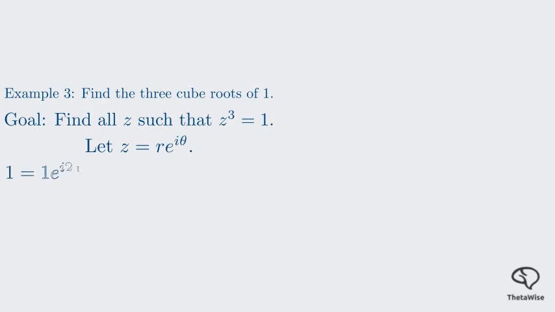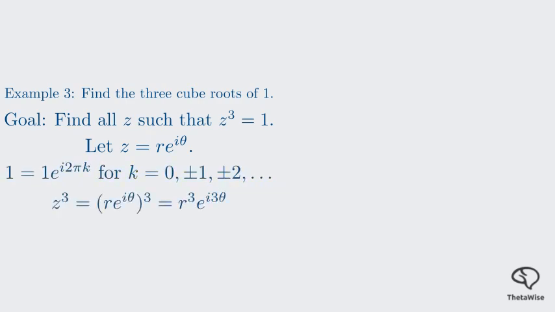But here's the key secret. The angle of any complex number is periodic with period 2 pi. So 1 is not just e to the i 0, it's also e to the i 2 pi, e to the i 4 pi, e to the negative i 2 pi, and so on. We can write this generally as e to the i 2 pi k for any integer k. This is the most common pitfall in these problems. Forgetting the 2 pi k will only give you one solution.